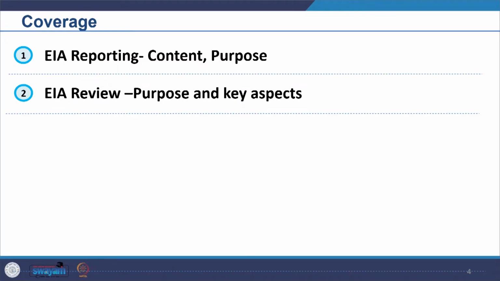Welcome to the course Environmental Impact Assessments, and in today's session we are going to look at EIA reporting, how it is done, and then we'll also look at how EIA reports are reviewed for their quality. So accordingly, our coverage will include EIA reporting, its content and purpose, and then we'll look at the EIA review process, what its purpose is, and what the key aspects are when EIA reports are reviewed, and how reviewers look at that.